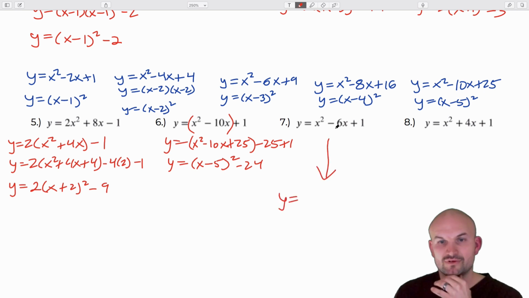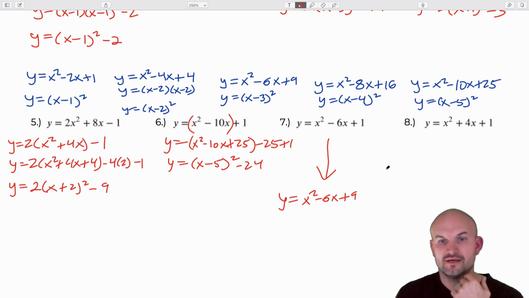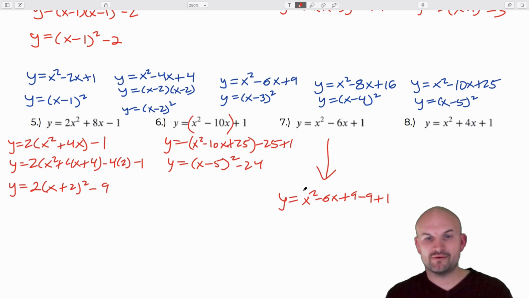So I have y equals, now again, you see this x squared minus 6x plus 1, right? So I can just rewrite this as x squared minus 6x plus 9. Oh, let's do it this way. You're going to add 9, subtract 9, and then plus 1. And then we just know we need to group these two because that produces our perfect square trinomial, which can be factored down to a binomial squared.